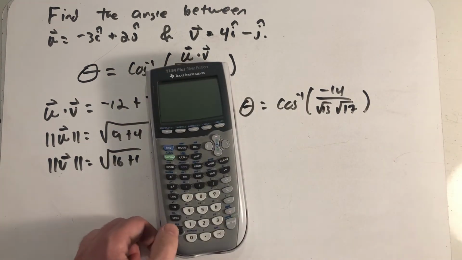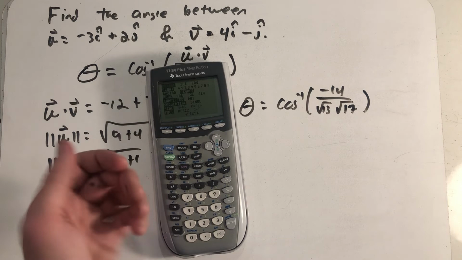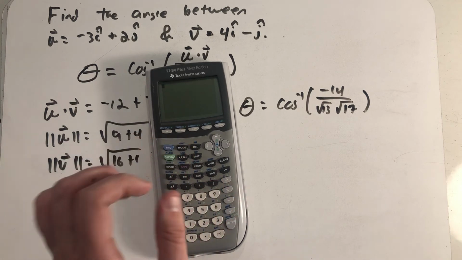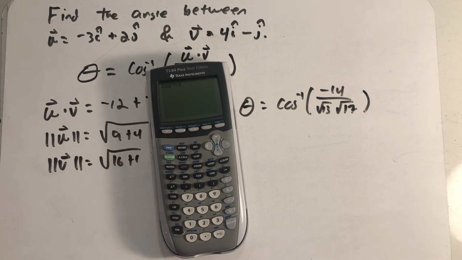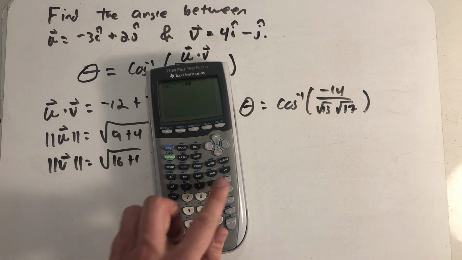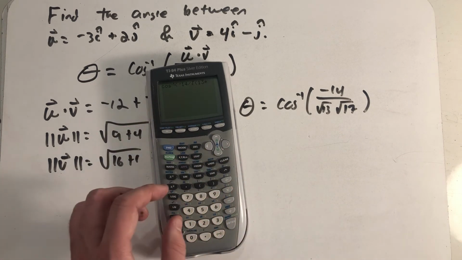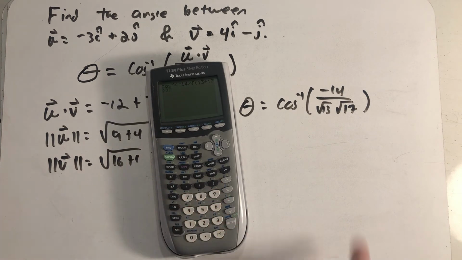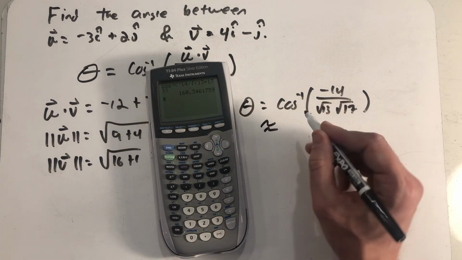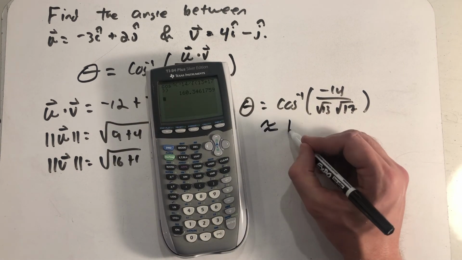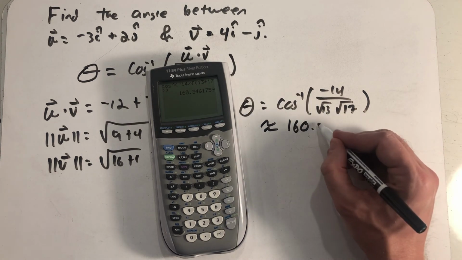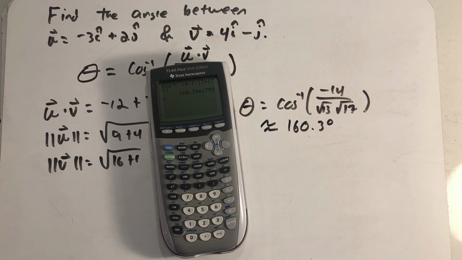Now I can use my TI-84 or 83 or whatever you have to make this calculation. So I have the inverse cosine of minus 14 divided by the square root of 13 times the square root of 17. And I'm just going to let that be 13 times 17 under one square root symbol to make this a little simpler. And I find my angle here to be 160.3 degrees. And there is that nice obtuse angle.